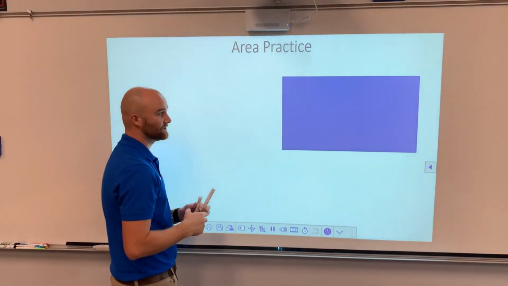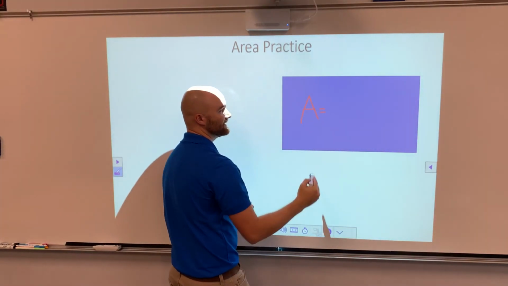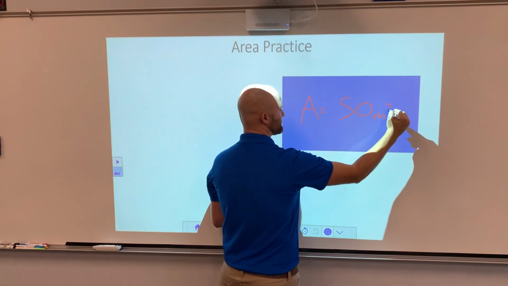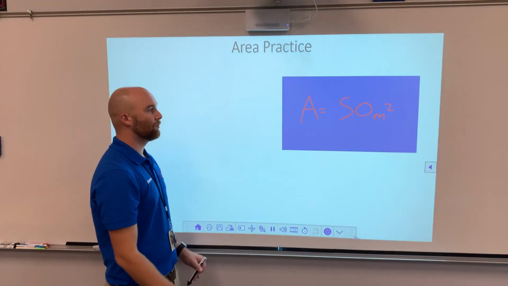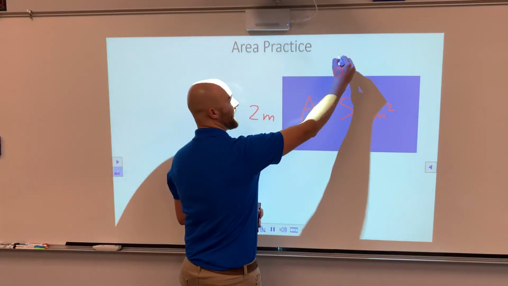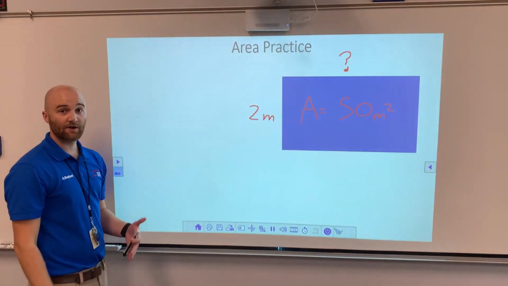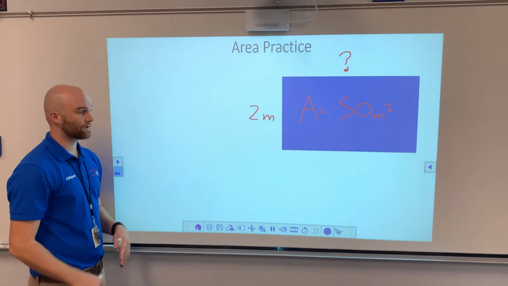Here, I'm going to tell you that the area is equal to 50 meters squared. And I'm going to tell you that one of the sides, this side, is 2 meters. How much is this side up here? Go ahead and pause the video and see if you can figure it out. When you're done, unpause it and come back to check your work.